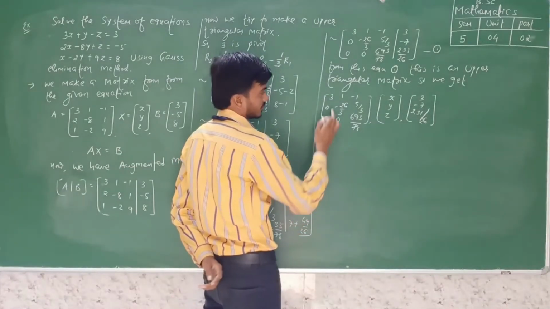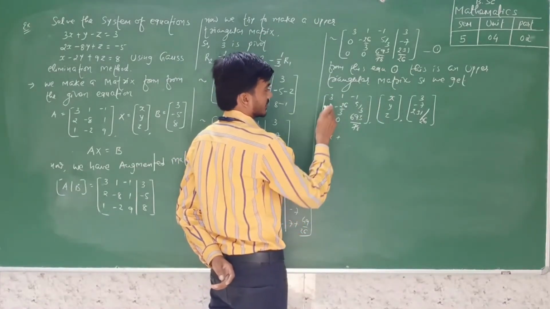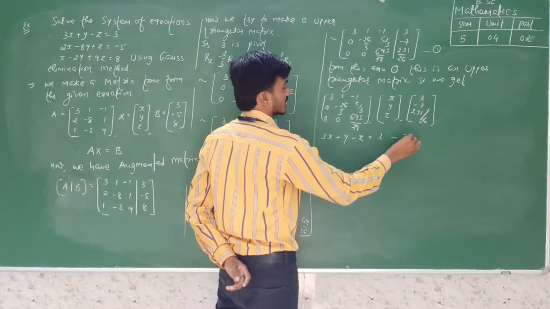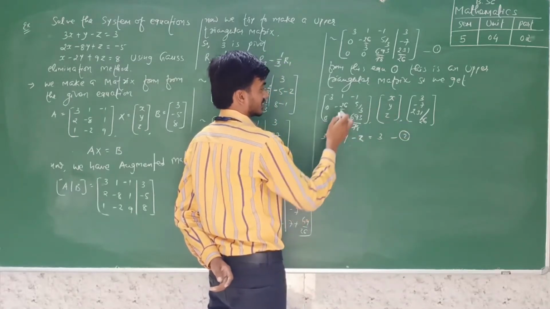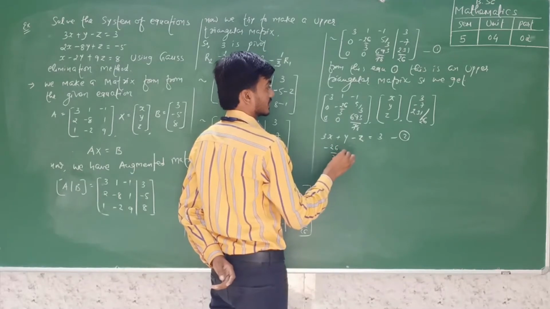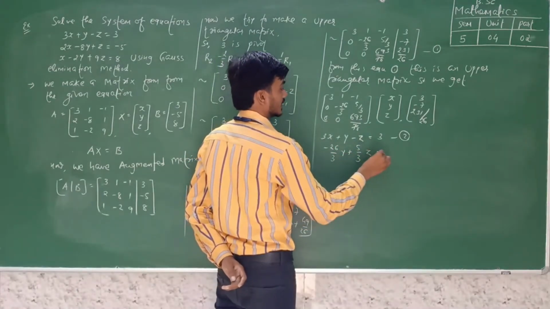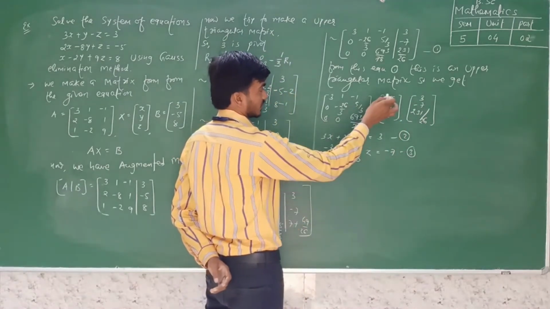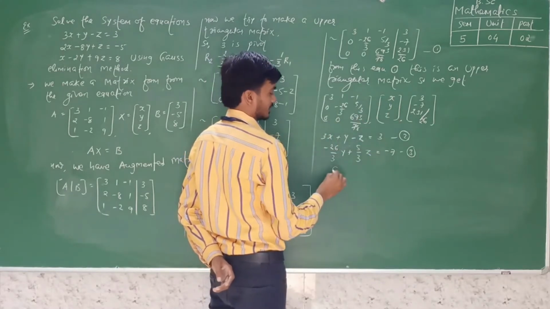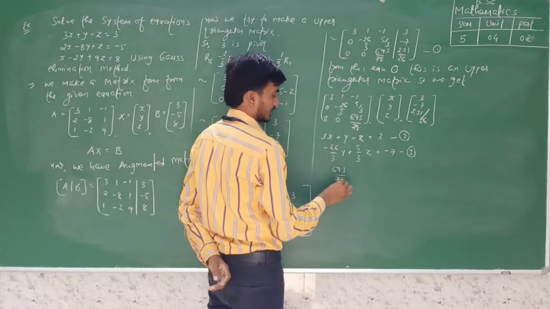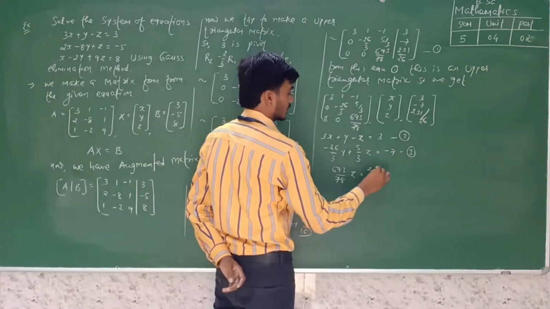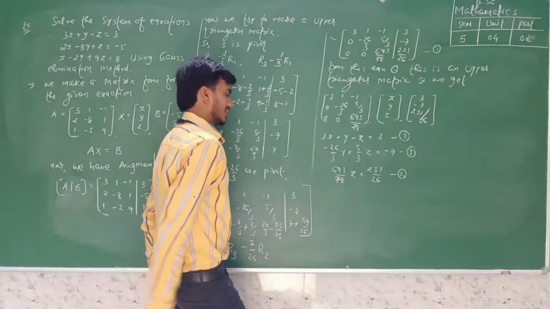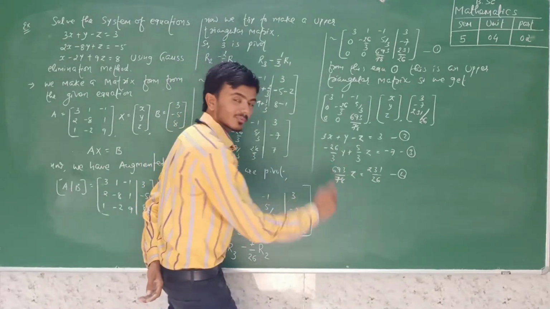Thus the system of equations is: 3x plus y minus z is equal to 3, equation 2. Then 0 into x, that means 0, minus 26 upon 3y plus 5 upon 3z is equal to minus 7, equation 3. Then 0 into x plus 0 into y plus 693 upon 78 into z is equal to 231 upon 26, equation 4. So now we can simply get the value of the unknown z.